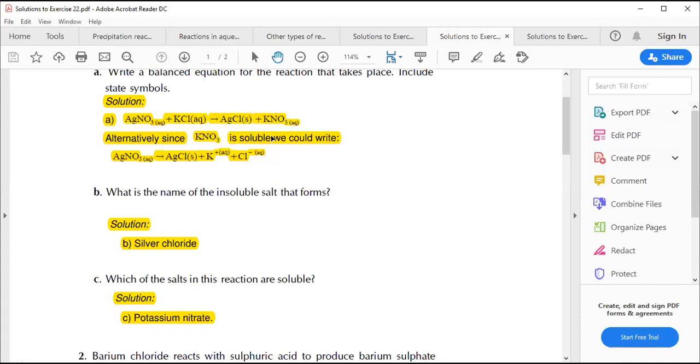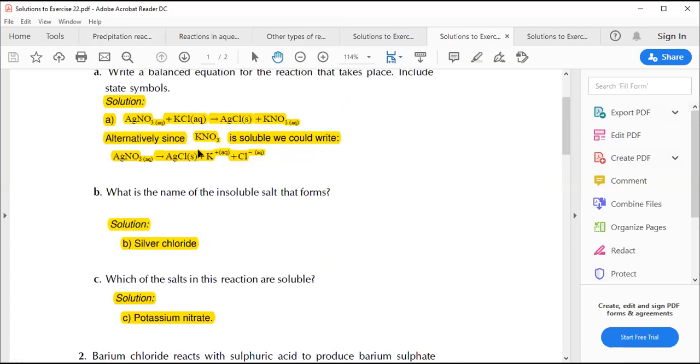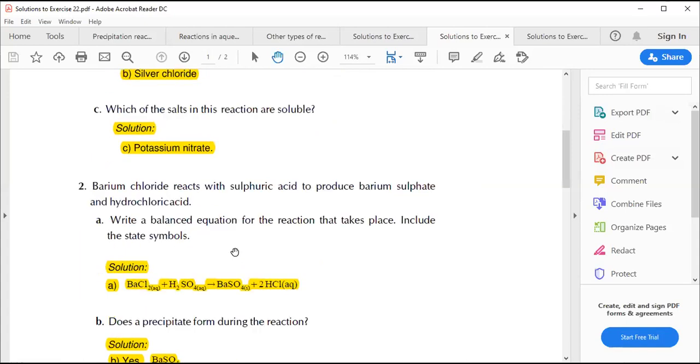So on your products, just potassium nitrate, and your other reactants are also soluble as well. That's why the state is aqueous. If you check also on the table here, nitrates, all of them are soluble. Whether it's bonded to silver, it's still soluble. So all of those other ones are also soluble. So you can mention three: silver nitrate, potassium chloride, and potassium nitrate. Right, that's what you get. That was number one. We move on to number two.